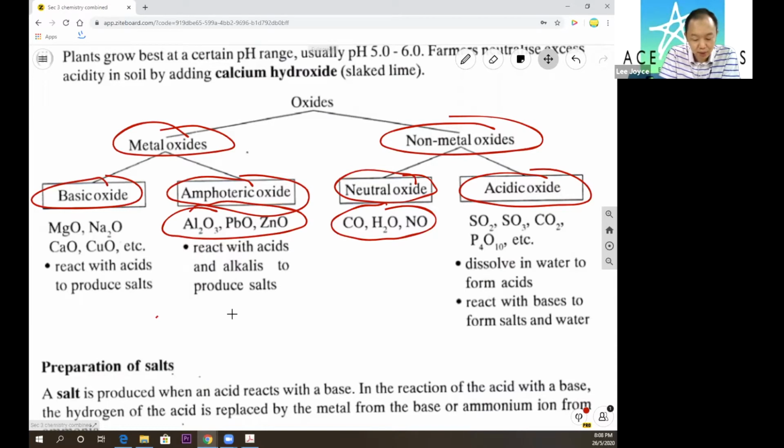Yeah, amphoteric is aluminium, lead, and zinc. Nitrogen and oxygen, so nitrogen oxide. Okay, please memorize this. So this is something new, right? Apart from your typical stereotype, you have these special cases.